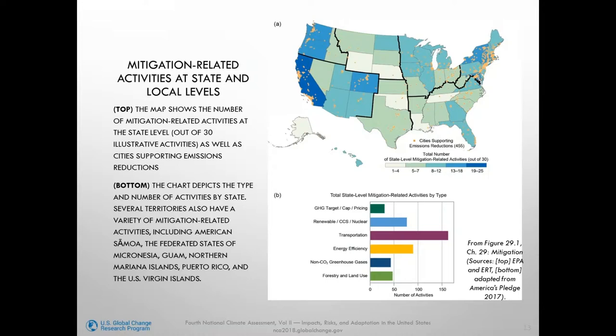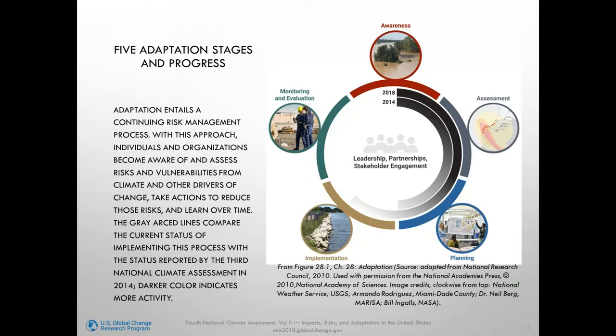So adaptation is the corollary to that. Adaptation is chapter 28, and this diagram here is one of my favorites for a number of different reasons. One is that it takes you through the cycle, pretty much like the drought planning cycle that I know some of you are familiar with. So from awareness all the way through to planning and implementation, and so forth. That's one part of it.